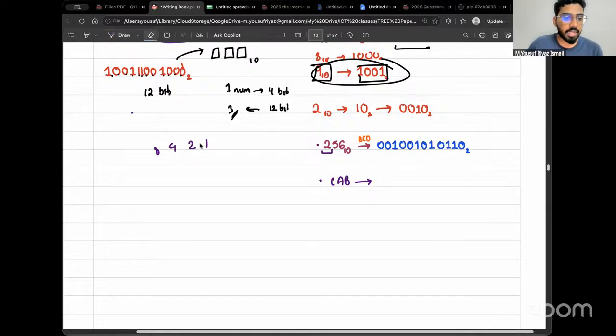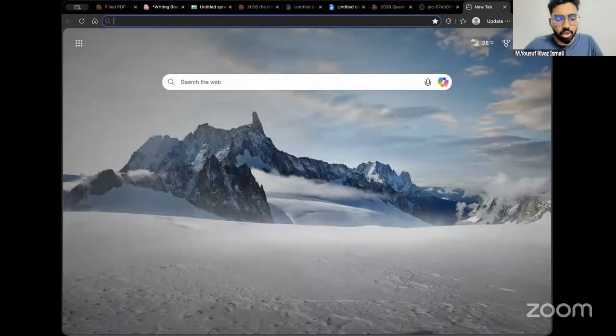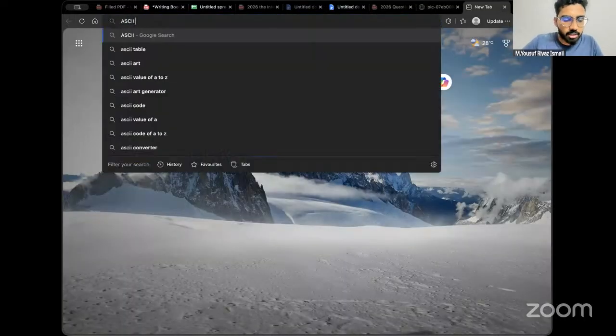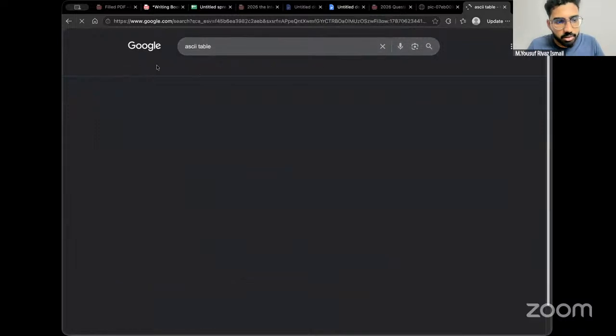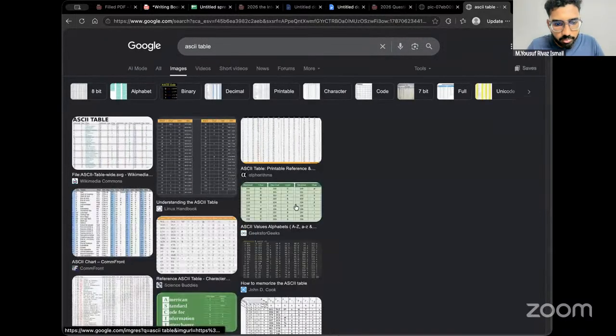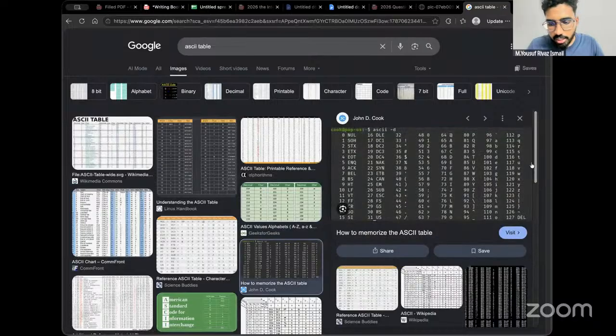So what happened was in America, there was an organization called ANSI, the American National Standards Institute. What this organization did was, for every character, let's give a numeric value. For the capital A, they gave one value. For the simple a, they gave one value. For the dot, the slash, the at symbol, for every symbol, they gave a numeric value. So these are the values that organization gave.